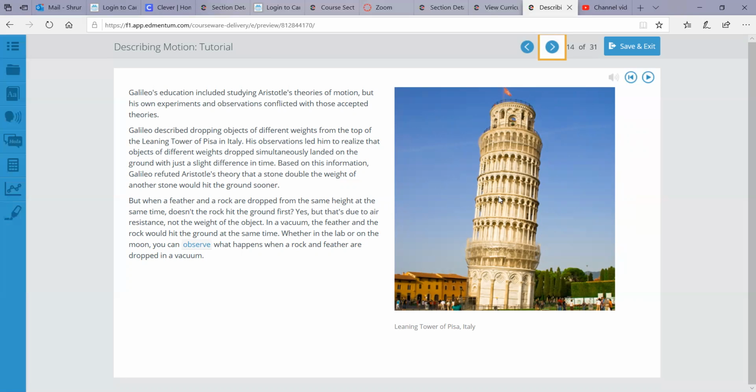But when a feather and a rock are dropped from the same height at the same time, doesn't the rock hit the ground first? Yes, but that's due to air resistance, not the weight of the object itself. In a vacuum, where they suck out all of the air, the feather and the rock would hit the ground at the same time. Whether in the lab or on the moon, you can observe what happens when a rock and feather are dropped in a vacuum. And we'll do that right here.